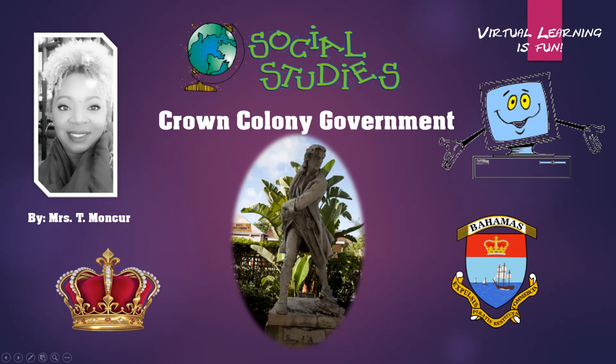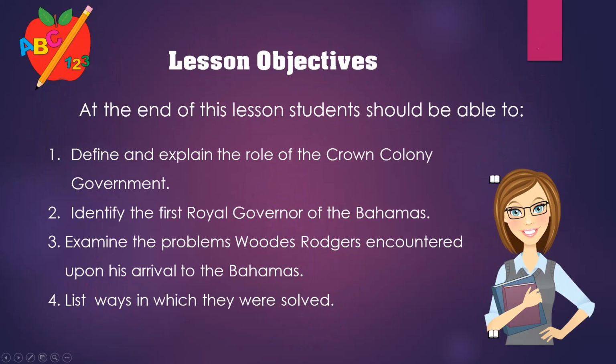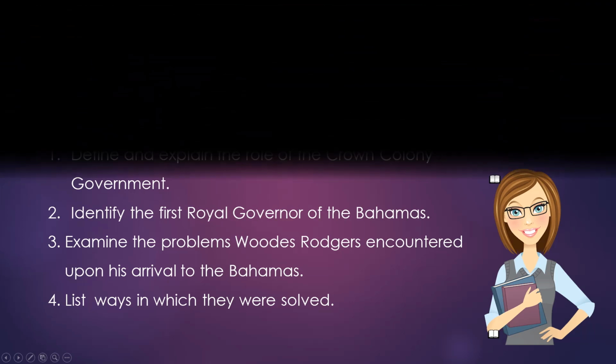Today, our topic is the Crown Colony Government. At the end of this lesson, students should be able to define and explain the role of the Crown Colony Government, identify the first royal governor of the Bahamas, examine the problems Woodes Rodgers encountered upon his arrival to the Bahamas, and list ways in which they were solved. Hope you're ready? Let's get started.